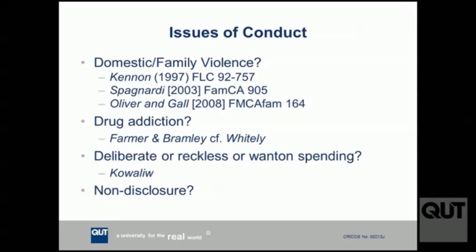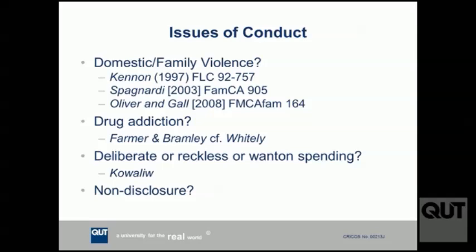Let's now look at conduct that can impact on the orders that a court will make when adjusting property interests. So there are circumstances where if one party has been violent towards the other throughout the course of the relationship, and that is violence in the context of family violence, there is an ability for the court to take this into account when dividing property. So the leading case on this is Kennan, which is up on your PowerPoint.